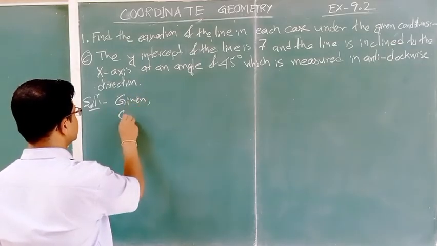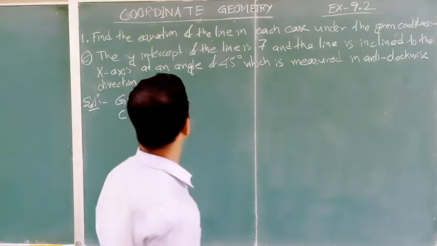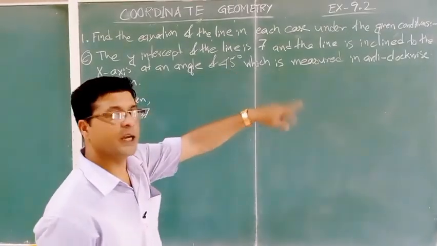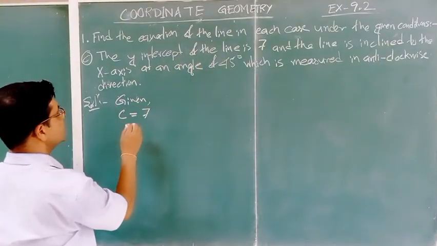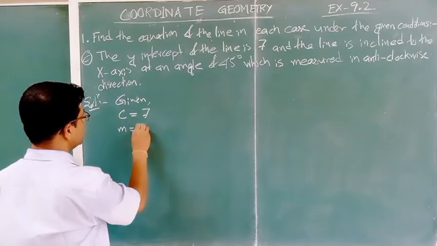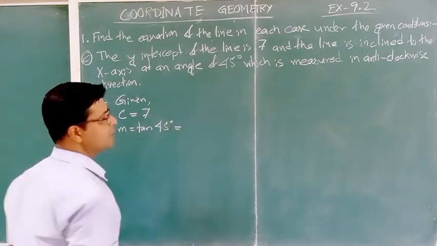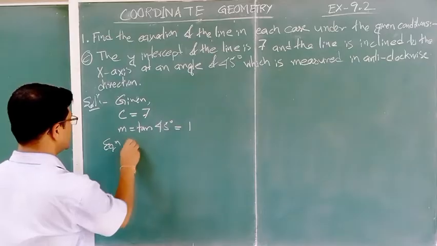The y-intercept is always represented by c, so c is 7, and the line is inclined to the x-axis at an angle of 45 degrees, measured in the anti-clockwise direction. This is theta. So let us find the slope. What is the slope? Slope is tan of how much? 45 degrees. And we know that tan of 45 degrees is how much? 1.